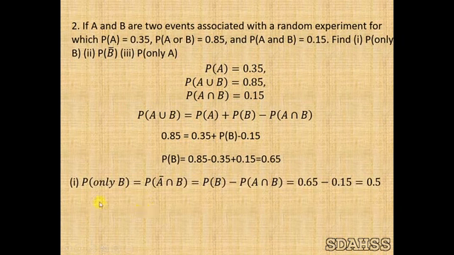P of only B. P of only B means P of A bar intersection B. P of A bar intersection B is P of B minus P of A intersection B.